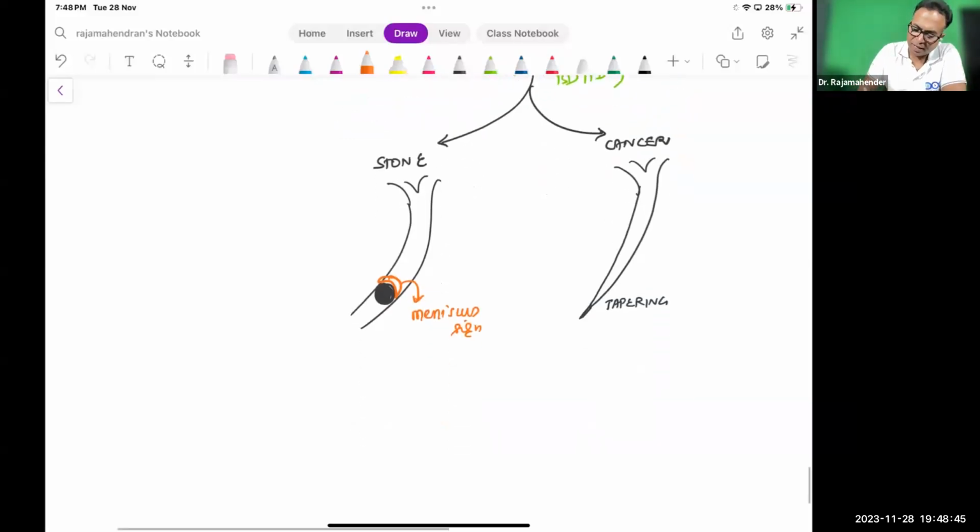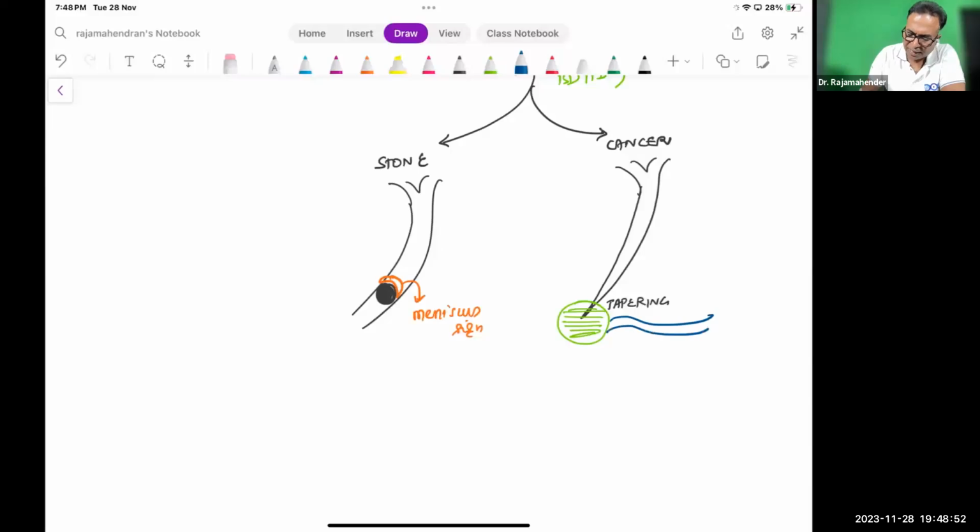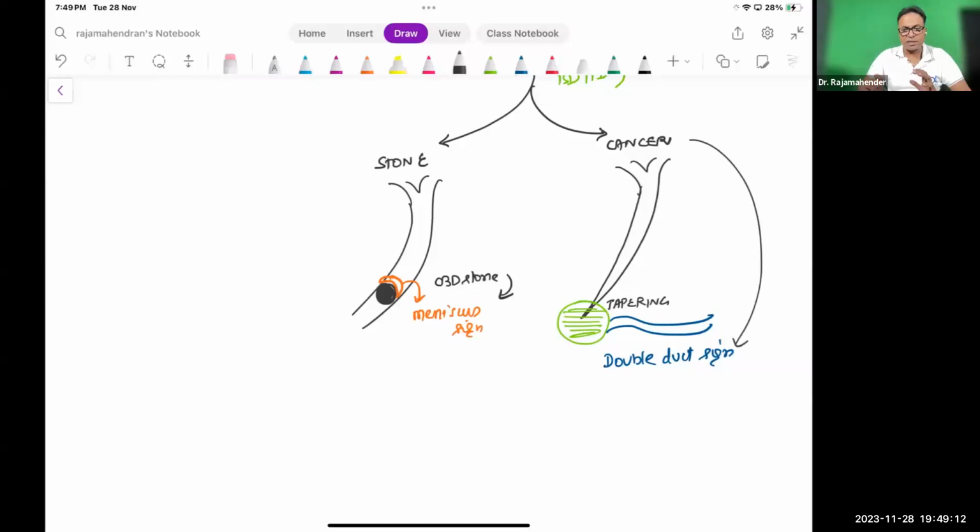Another finding in cancer is because of a cancer in this place, bile duct will be dilated and pancreatic duct also will be dilated. This sign is called as double duct sign. So double duct sign is a feature of cancer in the head of pancreas or in the periampullary region, and meniscus sign is a finding of CBD stone. CBD stone will have meniscus sign, cancer will have double duct sign. Just remember this. These are just clues from the MRCP.